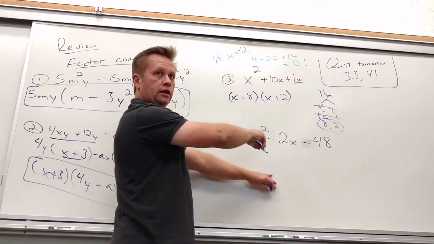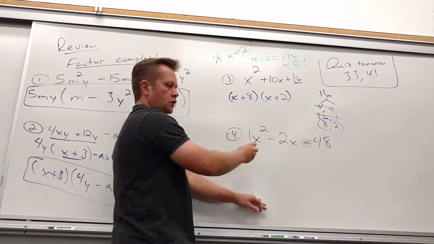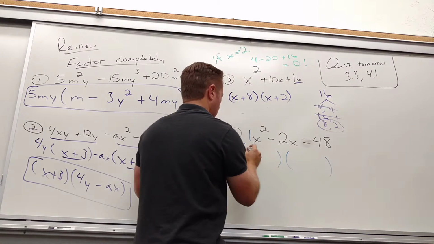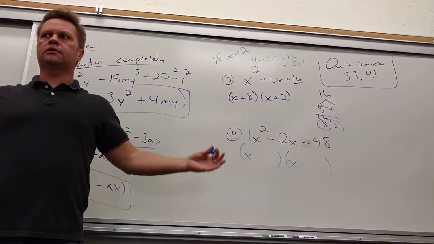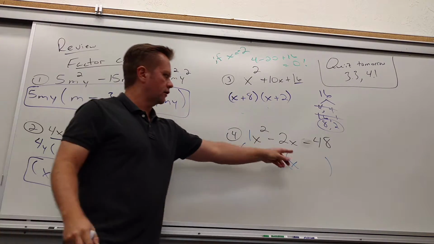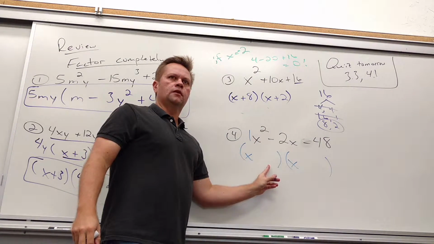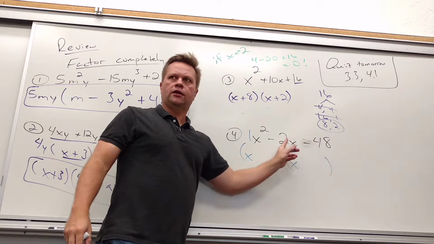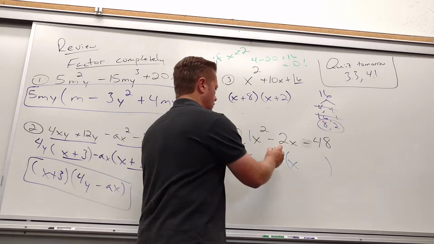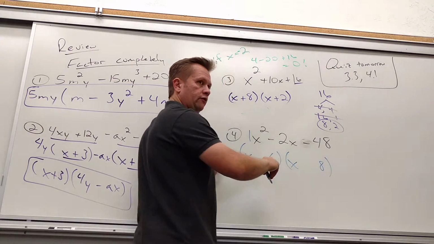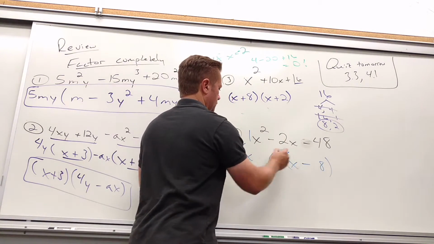Alright, so same idea here, right? The first number is a 1. So I know it's going to be x times x to make 1x squared. That part's done for me already. I just got to figure out the numbers that make it work. And what numbers multiply to be negative 40 and add to be negative 2? 6 and 8. Yeah, it's going to be 6 and 8. Which one's got to be negative? 8. The bigger one.